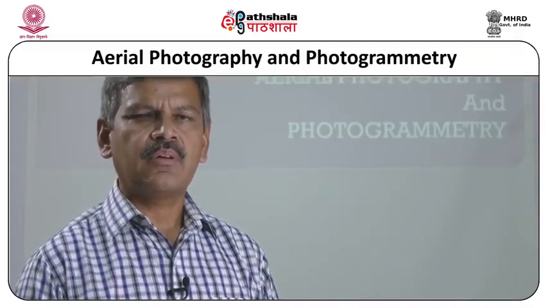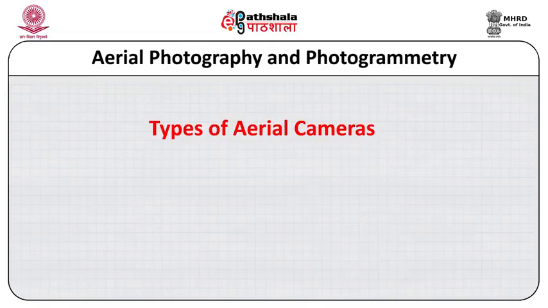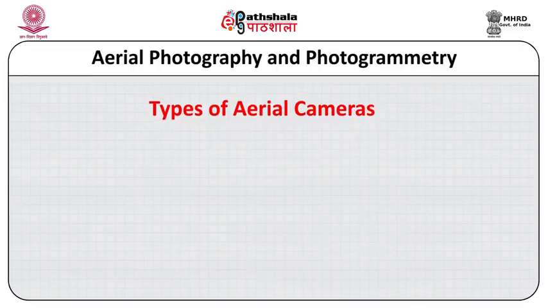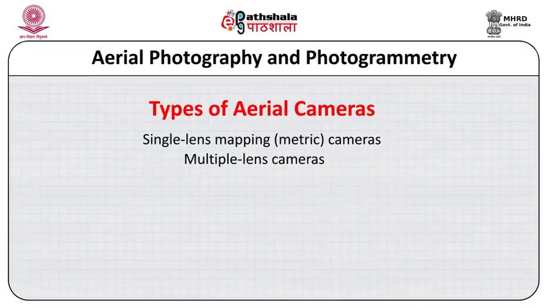Generally, for geometrical analysis, oblique photographs are not considered. For geometrical analysis, vertical air photographs are taken. Now come to the different types of cameras used for aerial photographs. The aerial camera may be single lens, it may be multiple lens, it may be a digital camera, or it may be panchromatic also.